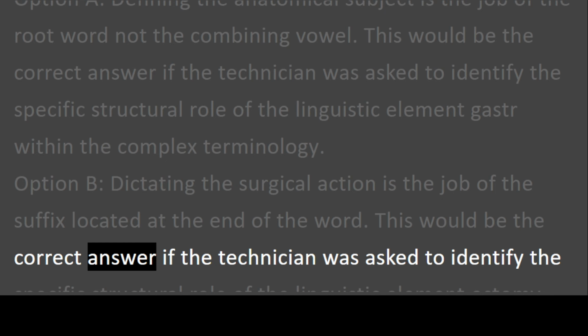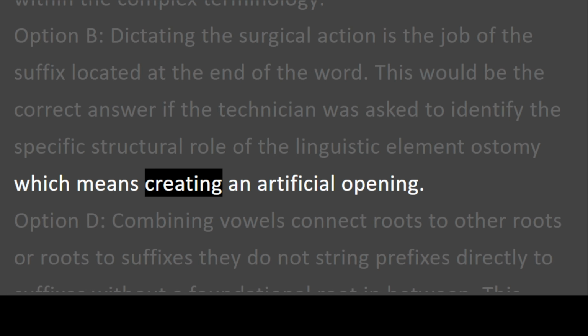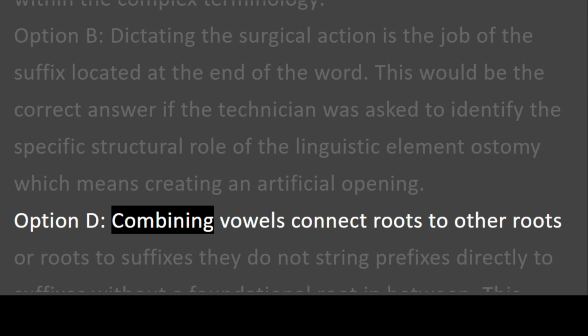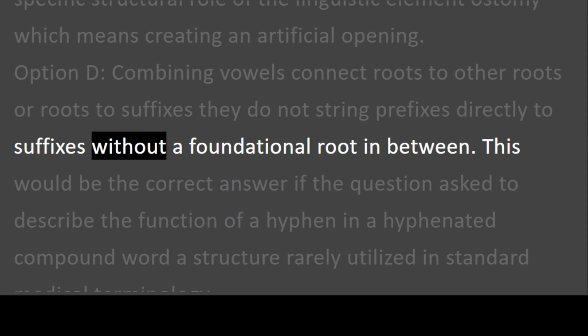This would be the correct answer if the technician was asked to identify the specific structural role of the linguistic element ostomy, which means creating an artificial opening. Option D. Combining vowels connect roots to other roots or roots to suffixes. They do not string prefixes directly to suffixes without a foundational root in between.